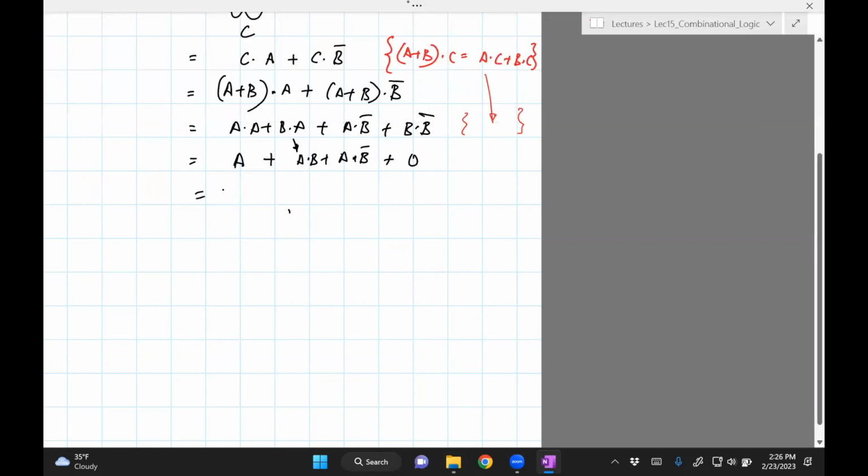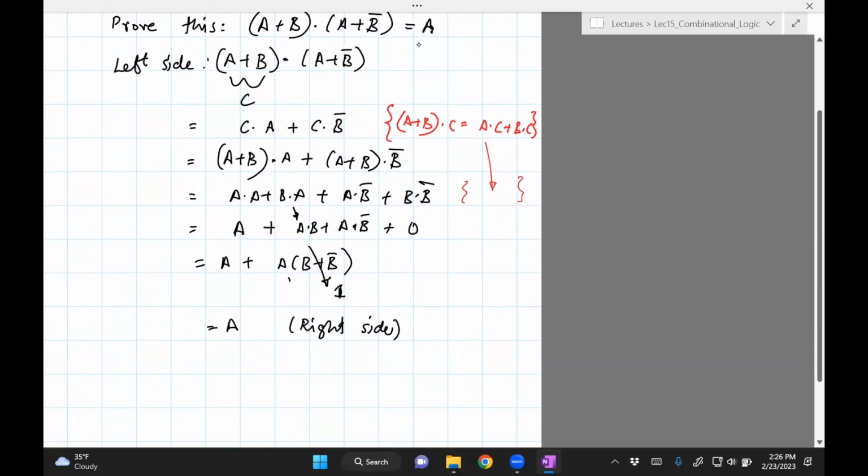Now let's pull this A out. We have B plus B complement, but B plus B complement is always 1, which means this is A, which is the right-hand side. And which proves that it is A. So this is the other way to prove expressions are true.